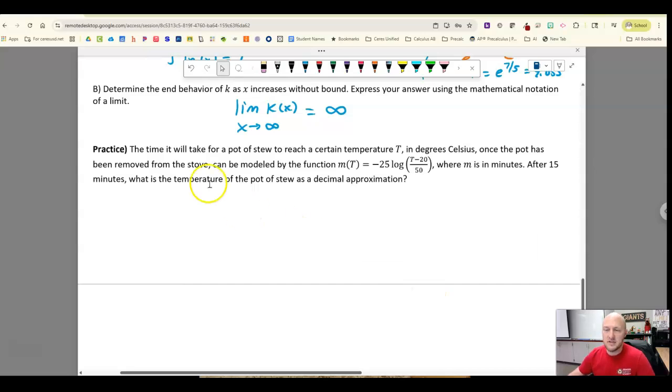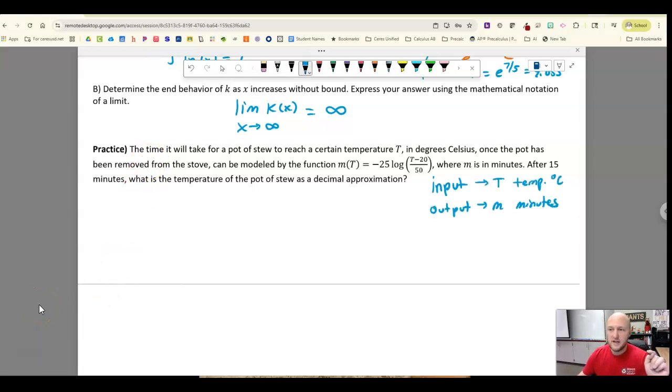The time it will take for a pot of stew to reach a certain temperature T in degrees Celsius once the pot has been removed from the stove can be modeled by a function m of t equals negative 25 log of (t minus 20) over 50, where m is in minutes. After 15 minutes, what is the temperature of the pot of stew as a decimal approximation? Go ahead, use technology to answer this question. Again, I'm going to use the TI Inspire to help me solve this one. But pause me, try this one.